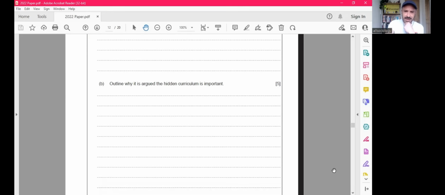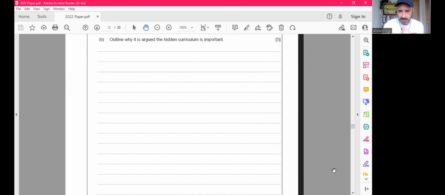Number 5B, outline why it's argued the hidden curriculum is important. Again, this is another tricky one, I think, here. It's tricky because you need to know what the hidden curriculum is. You need to know why it's seen as important. And ultimately, I would say the best way to approach this question would be by going down a theory route.